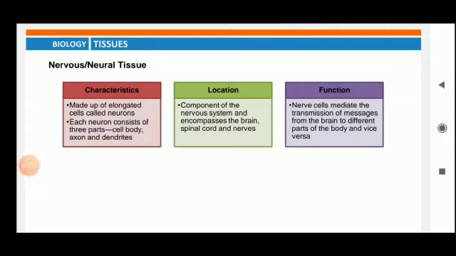Now this is the last type of animal tissue: nervous or neural tissue. Its main characteristic is that the cells of neural tissue are made up of elongated cells called neurons, and each neuron consists of 3 parts: the cell body, axon and dendrites. Location: components of the nervous system, which encompasses the brain, spinal cord and nerves. Main function is what? Nerve cells mediate the transmission of messages from the brain to different parts of the body and vice versa.